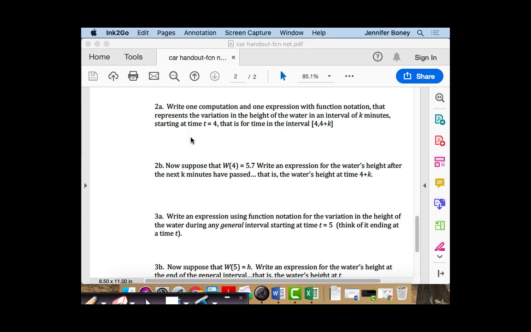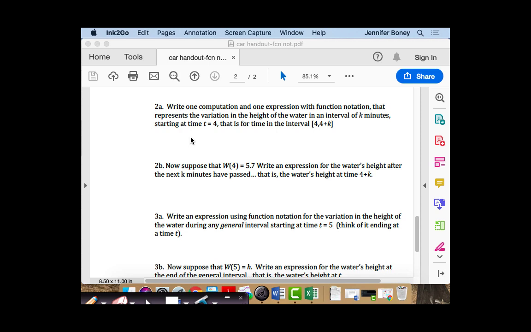So if you notice, compare 1 and 2, they're asking kind of the same type of question, just with fewer specific numbers and more general stuff. So we've got an interval for number 2, starting at t equals 4, that lasts for k minutes. So let me ask this question. During that interval, how much time passes between time 4 and time 4 plus k?